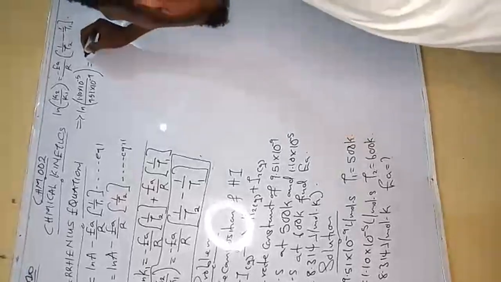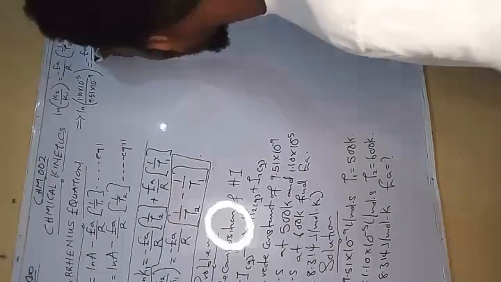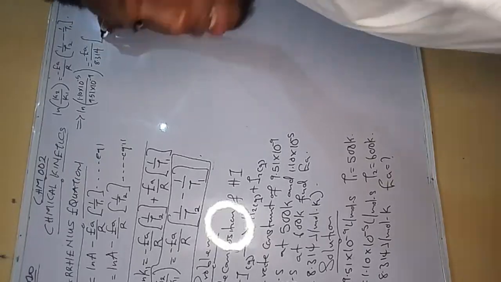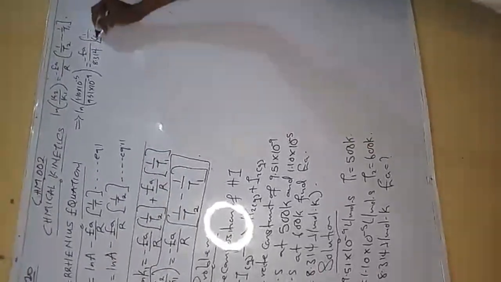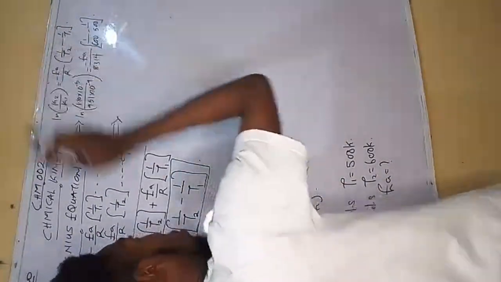So we say equals to minus EA all over R, which was given to us as 8.314, into bracket. What was our temperature? T2, which was 600, so 1 over 600 minus 1 over our next temperature, 500. Are you together now? We are making EA the subject of the formula.